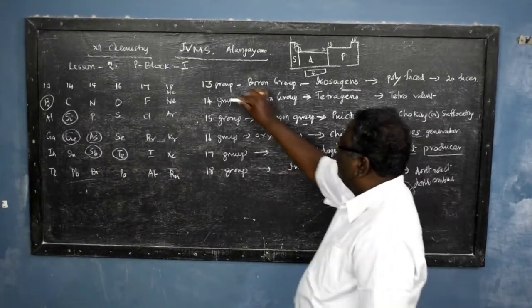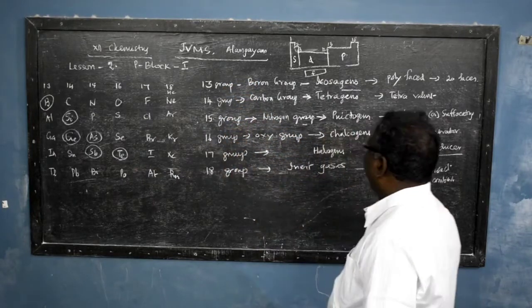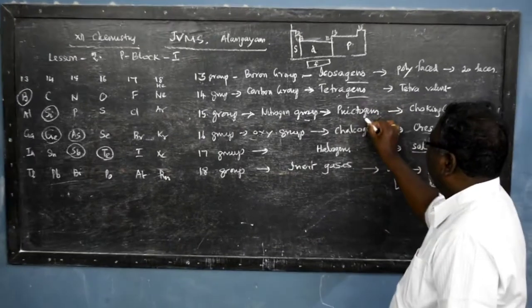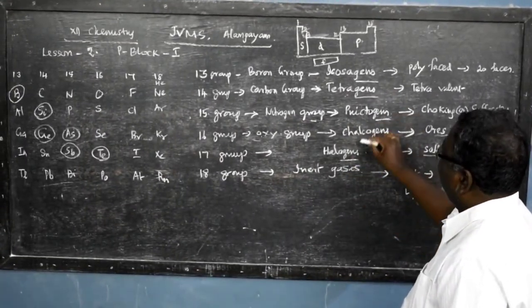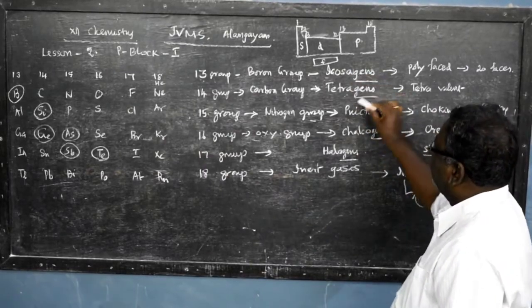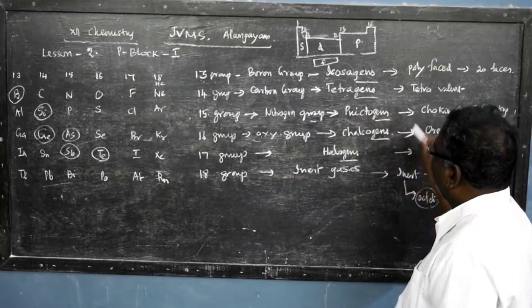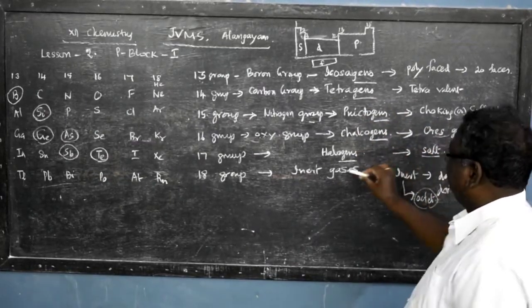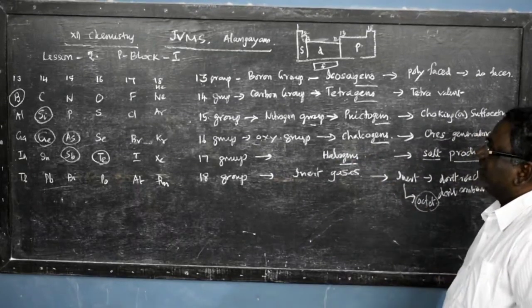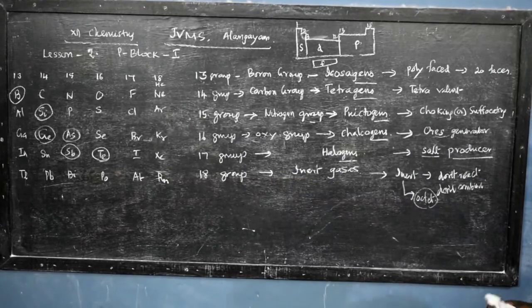So we should know about the 13th group, 14th group, 15th group, 16th group, 17th group and 18th group. So all these groups are named as gens. They are generators, right? Polyphase generators, tetravalence generators, then suffocating, choking generators, then ore generators, salt generators. That's why this group of elements are being called like this.